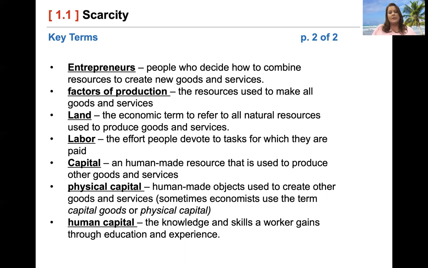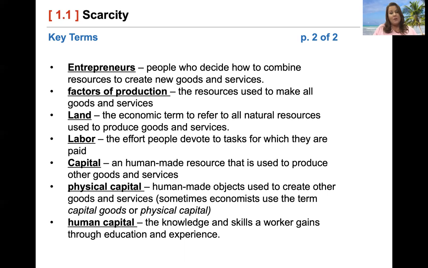So when we start talking about scarcity, we're going to talk about factors of production. And this is one of our goals, for you to know the factors of production. Those are the resources used to make all goods and services. And we can divide those into 3 different categories: land, labor, and capital. Land is the easiest one to categorize because it's anything that occurs in nature. If you're using a tree, water, fruits, vegetables, cattle, those are all land. Labor is also easy. That is the effort people devote to the tasks. So if I'm physically working, that's labor.